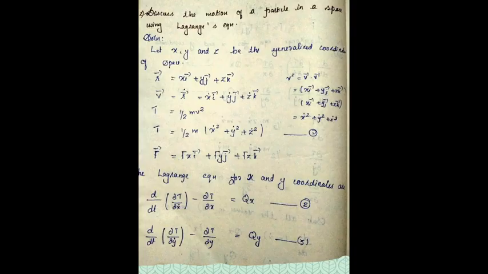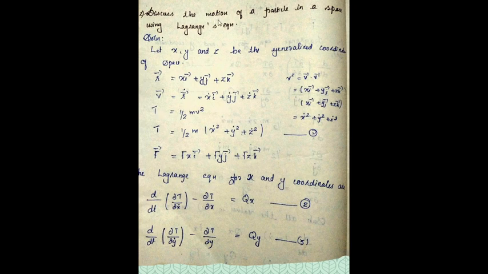Now let's discuss the motion of a particle in space using Lagrange's equation. So in space, you can take x, y, z as the generalized coordinates. You can take r vector equal to x i vector plus y j vector plus z k vector. Now velocity v vector is equal to dr by dt, that is the first derivative. Velocity is the rate of change of displacement. So just differentiate this one: x dot i vector, y dot j vector, z dot k vector. This dot represents nothing but the derivatives dx by dt, dy by dt, dz by dt.